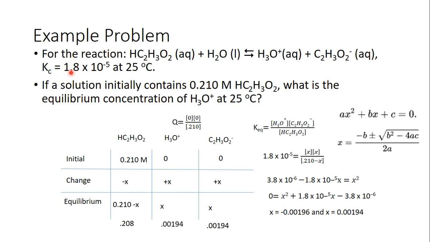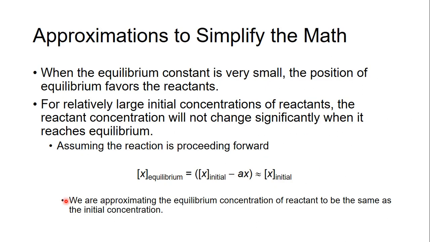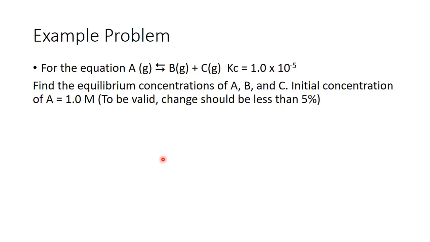For example, let's go back to the previous problem. My equilibrium constant was 1.8 times 10 to the minus 5, and my initial concentration was 0.210. Its magnitude is bigger than my equilibrium constant. You can see at equilibrium I have 0.208, so my concentration hardly changed at all. So we could have done the approximation method here. Those are the criteria: a very small K in comparison to your starting initial concentration. Let's see how we can use the approximation method in our next problem.